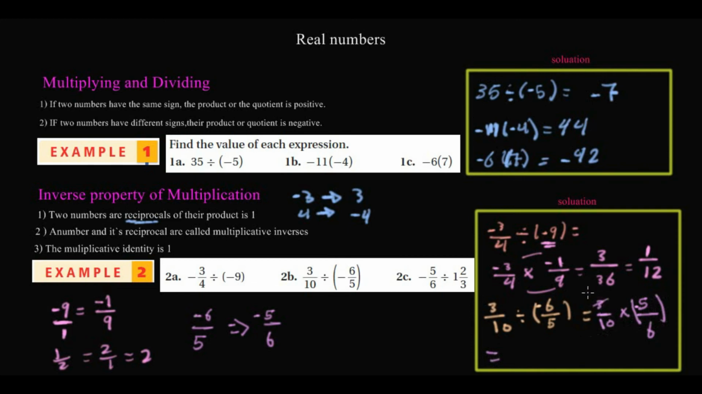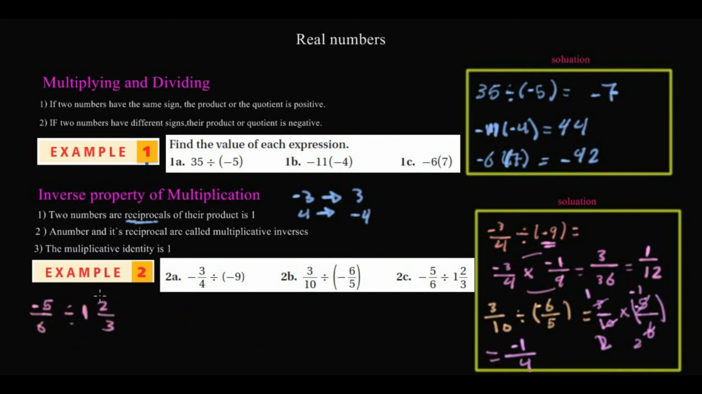Divide by 5 and 3 equals 1, and here divide by 3 equals 2, and here divide by 5 equals 1, and here divide by 5 equals negative 1. Here divide by 5 equals 2. Now multiply the numerators together: negative 1 multiplied by 1, the answer is negative 1. Denominators, 2 multiplied by 2 equals 4. So the answer is going to be negative 1 over 4.